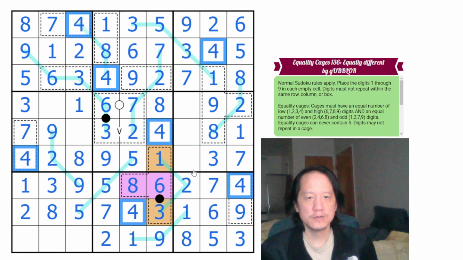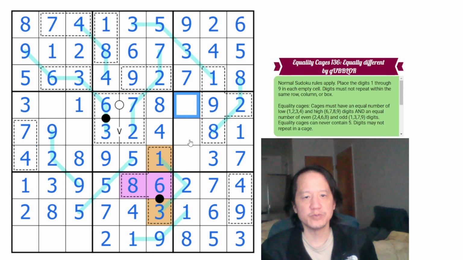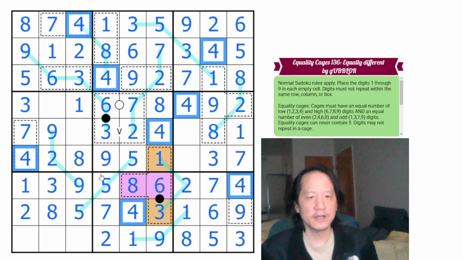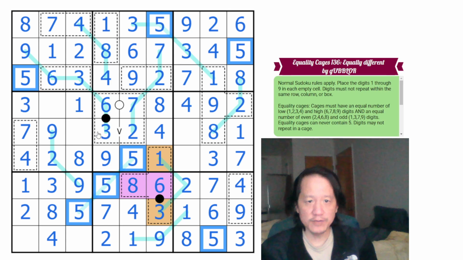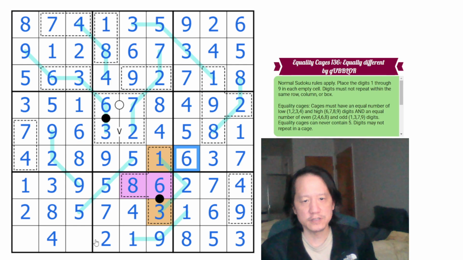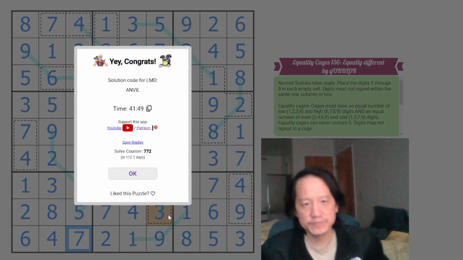4s. Well, the last 4 in box 6 has to be here. Because these 2 cells are eliminated by these 4s. And in box 7, it has to be here. This is a 4. 5s remaining. This has to be 5. That's 5. Now we're just doing Sudoku. This is 6. This is 6. Last 6 is here. And therefore, this is a 7.